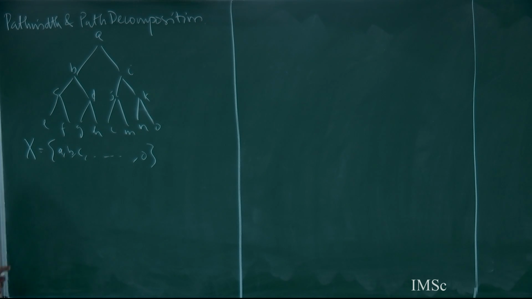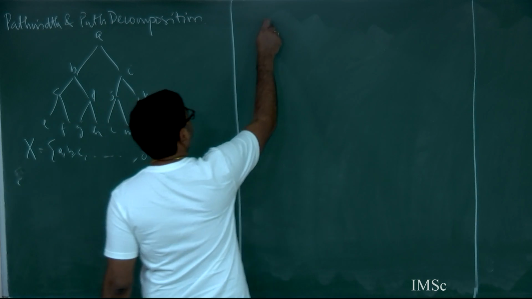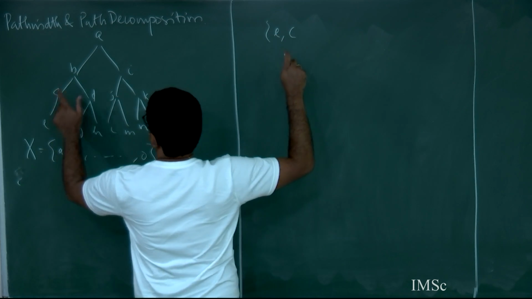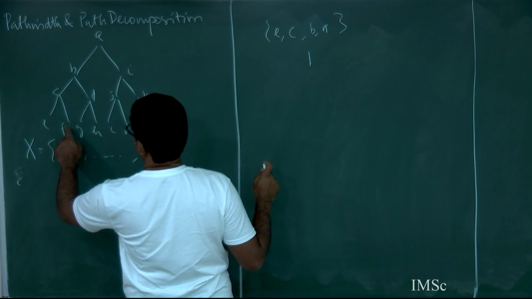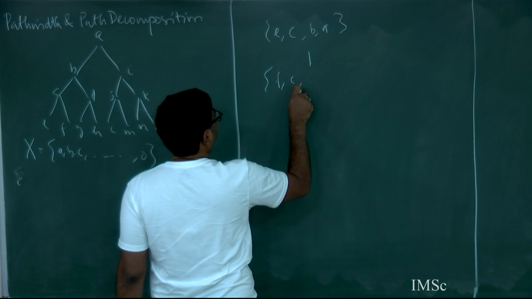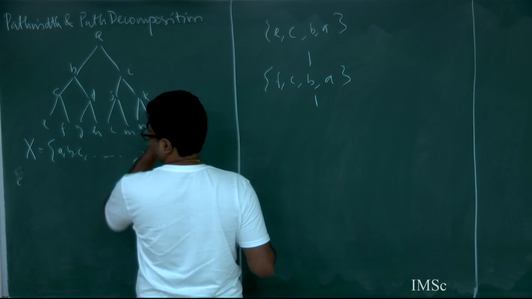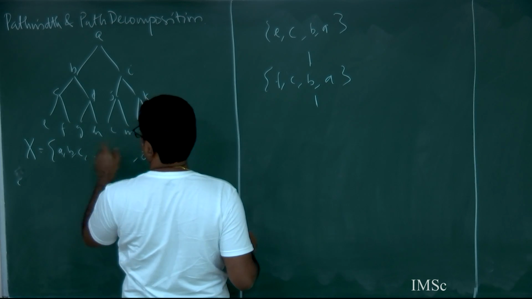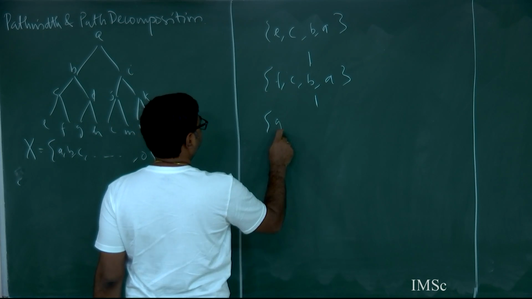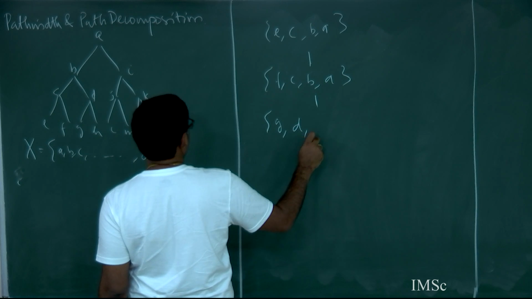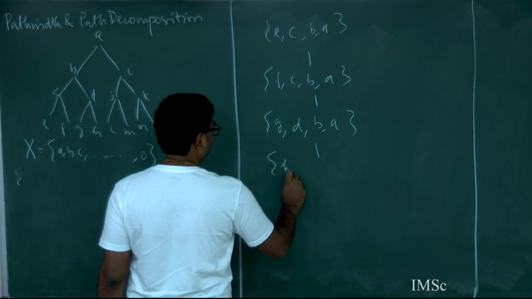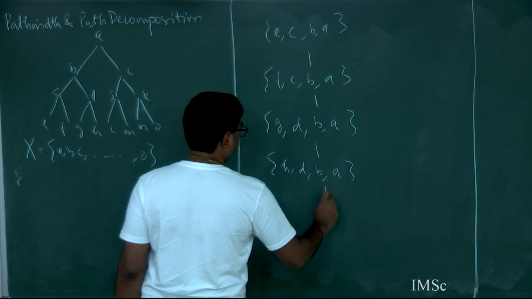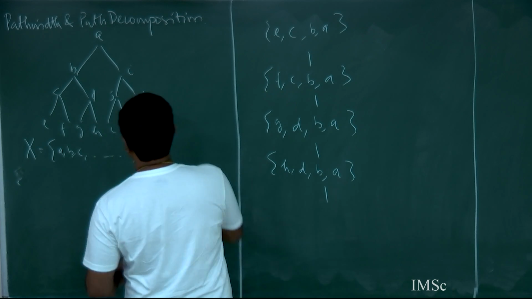Very good. So one good idea is that let's draw this picture. E, C, B, A. Next you put F, C, B, A. What is this? G, D, B, A. And then H, D, B, A.